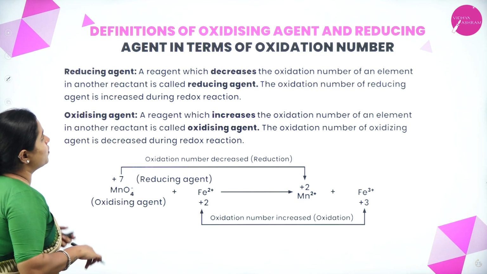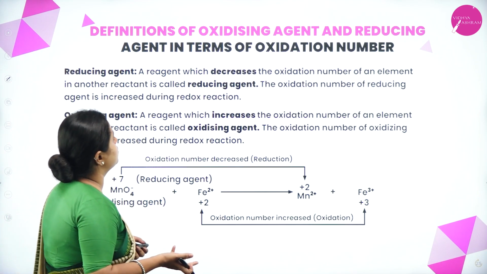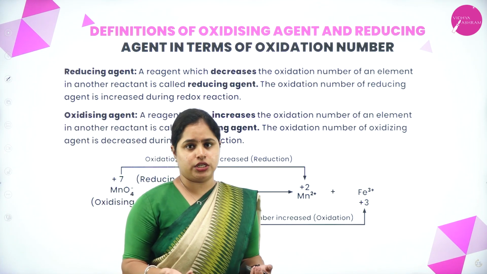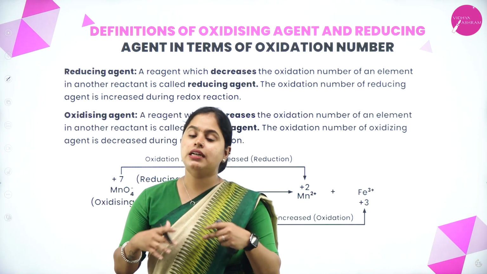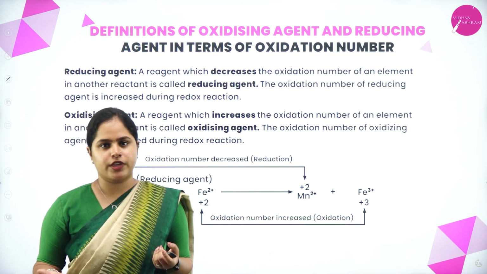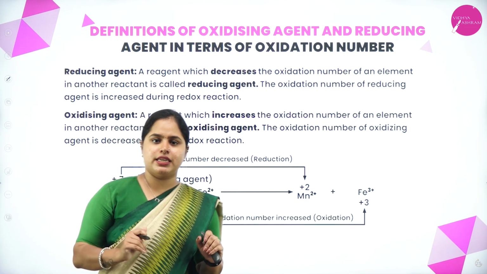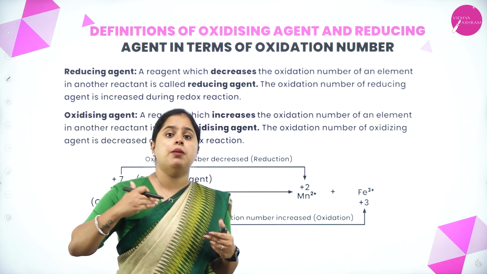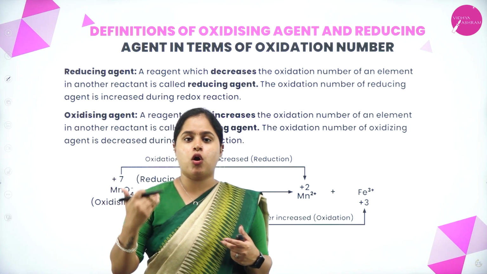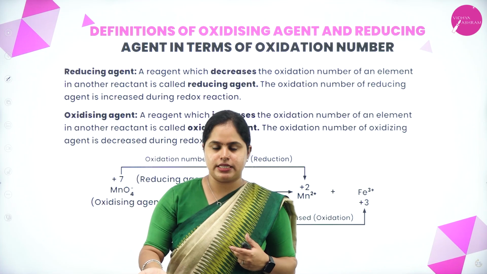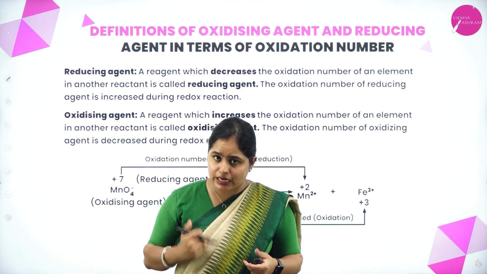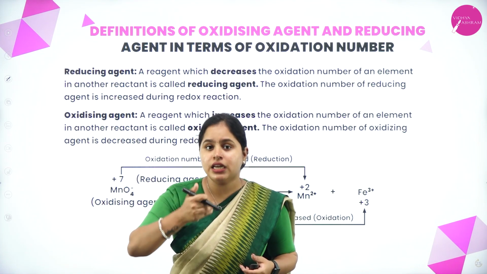Now moving on to the next one, definition of oxidizing agent and reducing agent in terms of oxidation number. So how can we define reductant or oxidant in terms of oxidation number we are discussing now. So in terms of oxidation number, when the oxidation number is increasing, we say that the compound is getting oxidized. Right, or the atom is getting oxidized. When the oxidation number is reducing, we say that it is getting reduced.